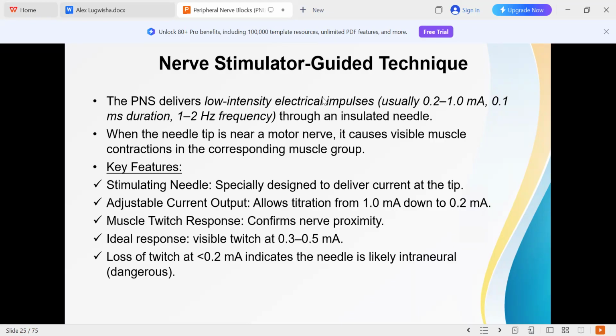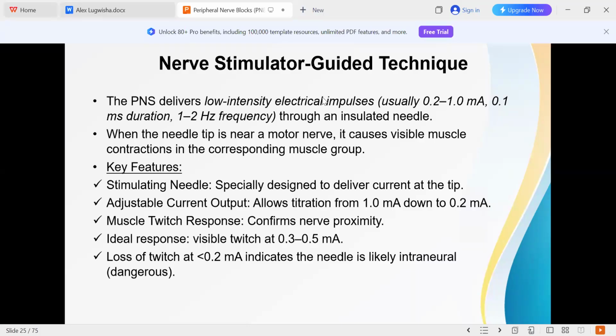All right, this is delivered through an insulated needle. The principle is that when the needle tip is near a motor nerve, it causes visible muscle contractions in the corresponding muscle group. There are some key features of the peripheral stimulator.